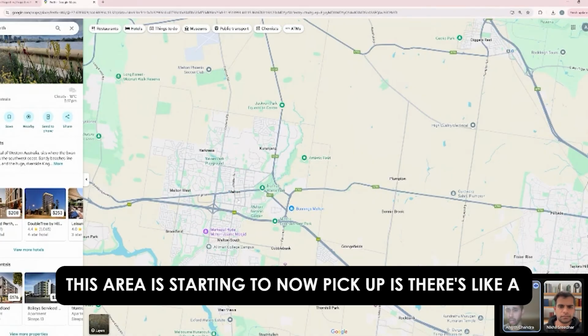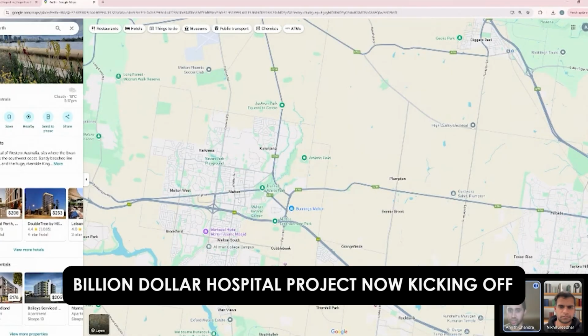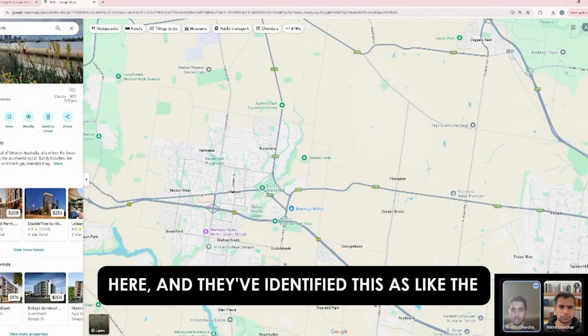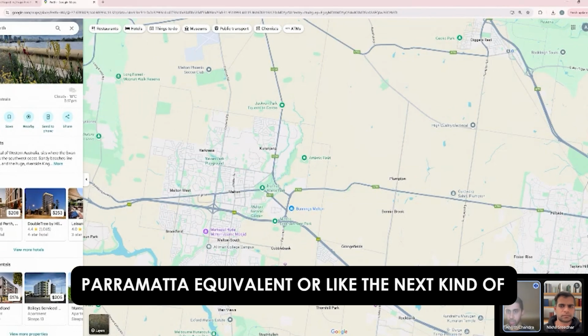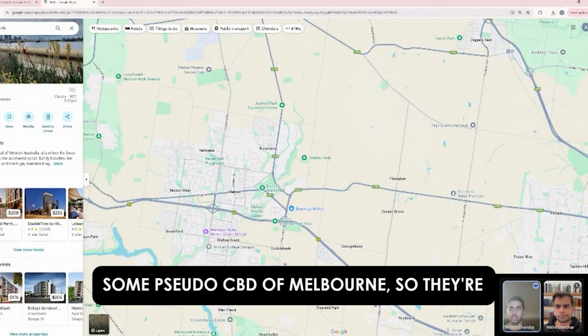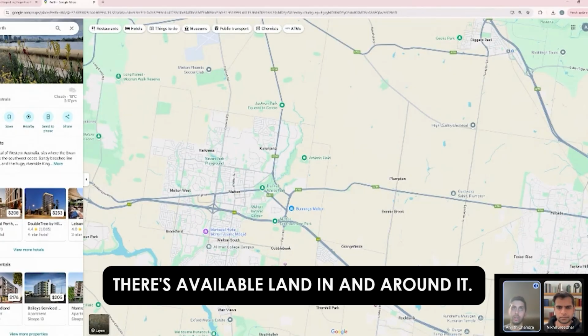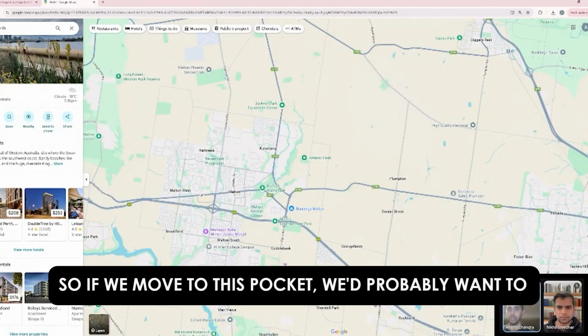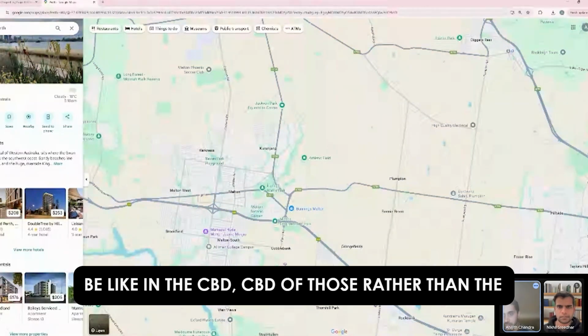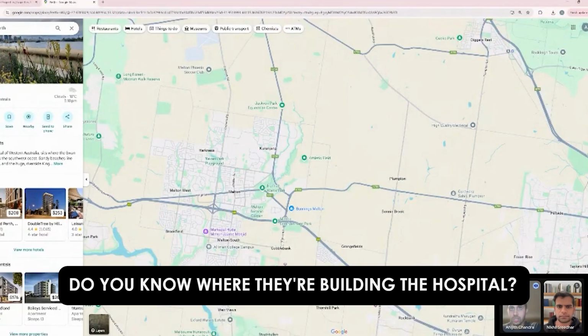And the reason why this area is starting to pick up is there's a $1 billion hospital project now kicking off here. And they've identified this as the Parramatta equivalent, or the next pseudo CBD of Melbourne. So they're directing a lot of money here because they know there's available land in and around it. So if we move to this pocket, we probably want to be in the CBD almost, rather than the fringes. Do you know where they're building the hospital?